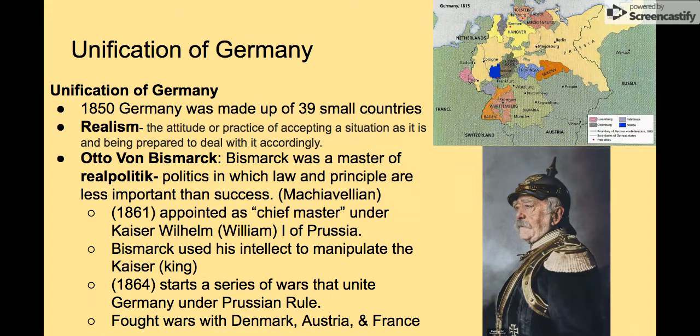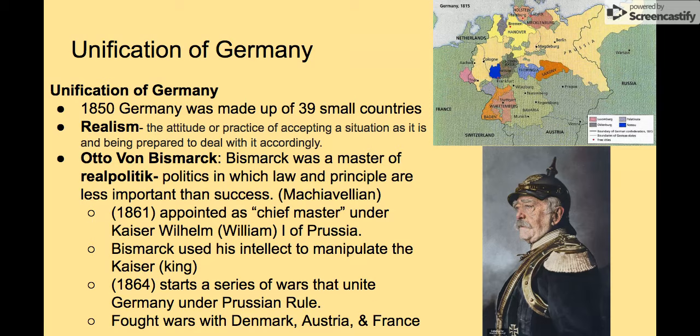And so he goes to neighboring Austria, which is also a country filled with many German people. And he says, let's go in together against the country of Denmark to free the German people that are under Danish control. And he does. They go in together and it works out. They free those two provinces, and then they split control of them. Prussia takes control of one, and Austria takes control of the other.